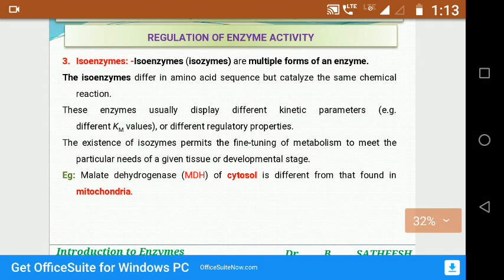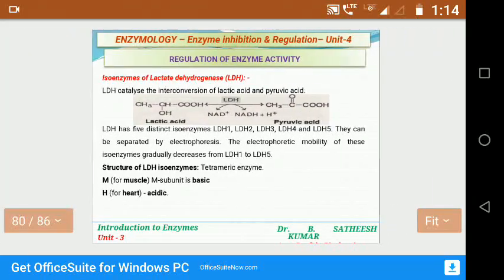One example is malate dehydrogenase, which exists in two forms within each and every cell. The cytosolic malate dehydrogenase is completely different from the mitochondrial malate dehydrogenase. Both are catalyzing the same reaction, both are known as the same malate dehydrogenase, but they are completely different in their physical and kinetic behavior. They are called isoenzymes.